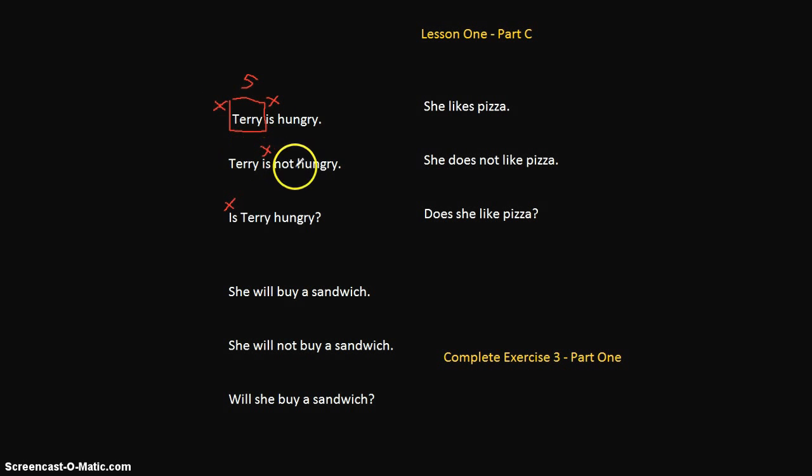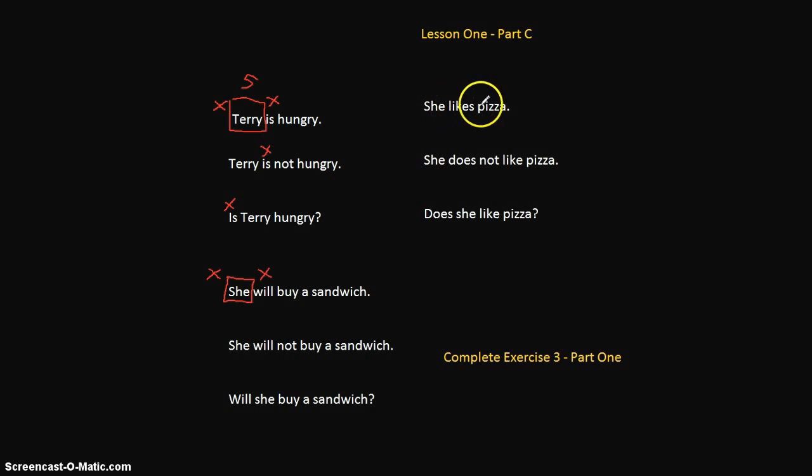So let's take a look at our next sentence. She will buy a sandwich. To make a yes or no question, I place the X word here. Will she buy a sandwich? So here are my 2 X-word places. Between those places is the subject. The subject in our sentence is she.